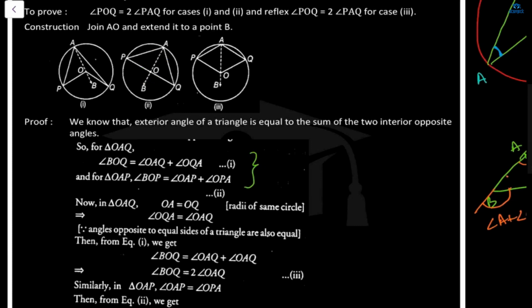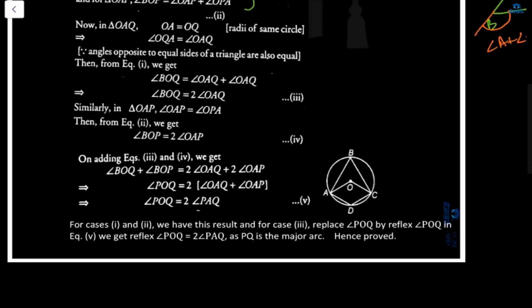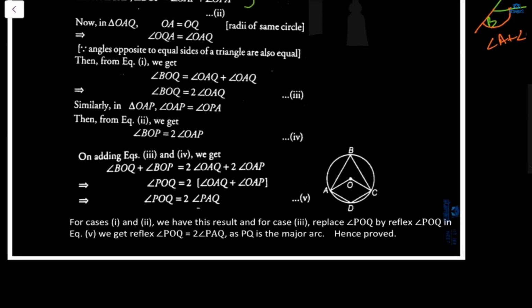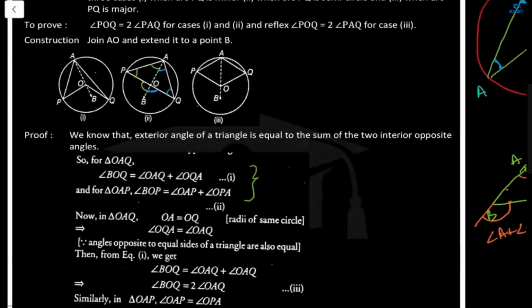And in the third case, and in the second case also, you will apply the same thing: this angle will be equal to this angle plus this angle, and similarly it will be equal. So the same process will be applied, you don't need to mention it again, you can directly mention that for cases first and second we have this result. Now what is there in case third? In case third, this angle will be equal to half of this angle, the reflex angle we will be taking.